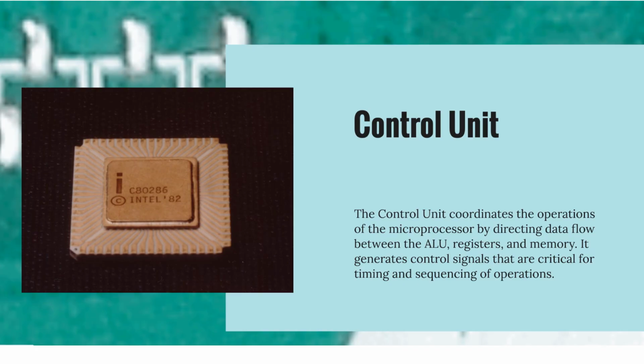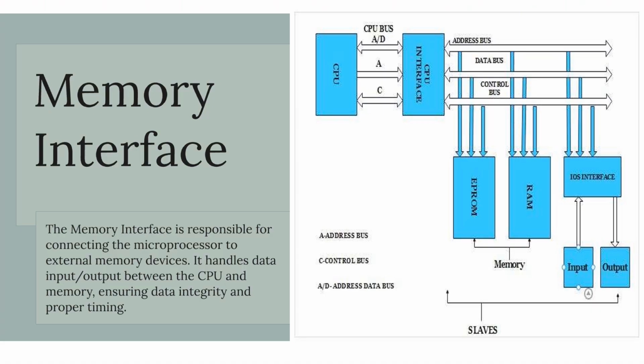The control unit coordinates the operation of the microprocessor by directing the data flow between the ALU, registers and memory. It generates the control signals that are critical for the timing and sequence of operation. The memory interface is responsible for connecting the microprocessor to external memory devices. It handles the data input and output between the CPU and memory, ensuring data integrity and proper timing.